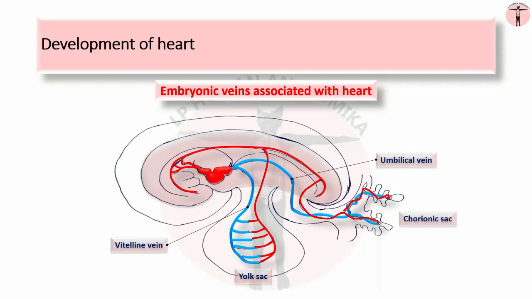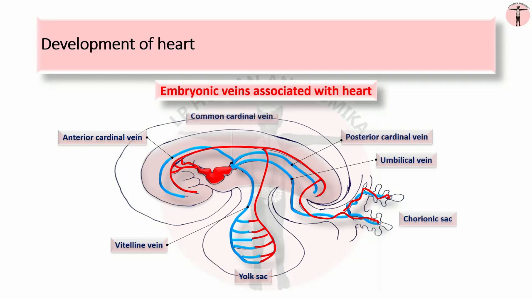The right umbilical vein degenerates and only the left umbilical vein persists. Common cardinal veins return poorly oxygenated blood from the body of the embryo to the heart. It has 2 tributaries: the anterior cardinal vein, which drains blood from the cranial end of the embryo, and the posterior cardinal vein, which drains blood from the caudal end of the embryo. Both join to form the common cardinal vein and drain into the sinus venosus.